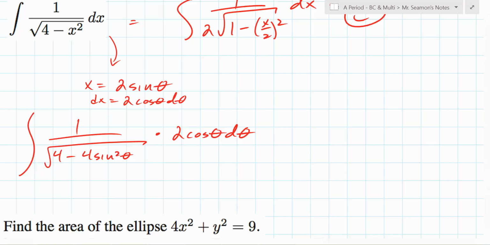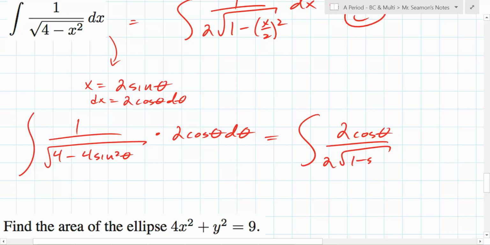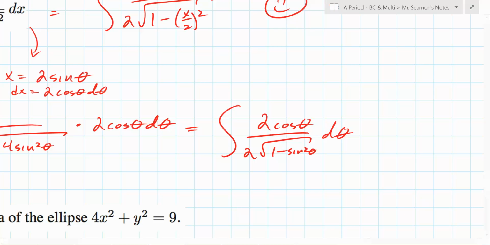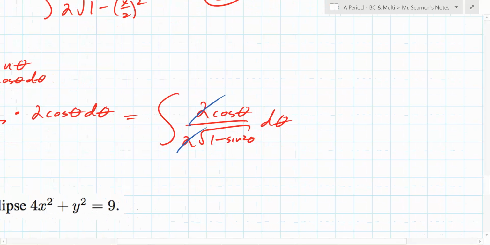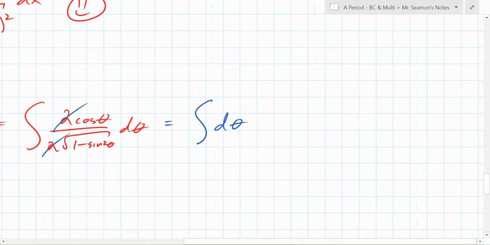What happens here? You end up with the integral of 2 cosine theta all over 2 square root of 1 minus sine squared theta d theta. What cancels here? Yeah, this cancels, right? But what's 1 minus sine squared? Cosine squared. So what happens? So you have 1 over what? I'll pause it here. What have we not substituted back in?